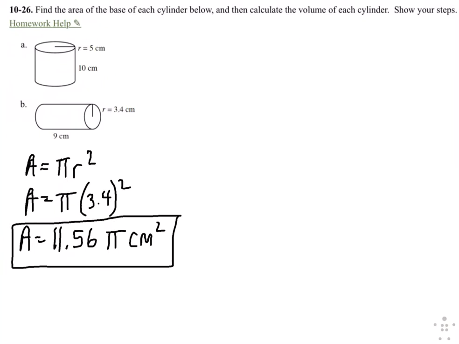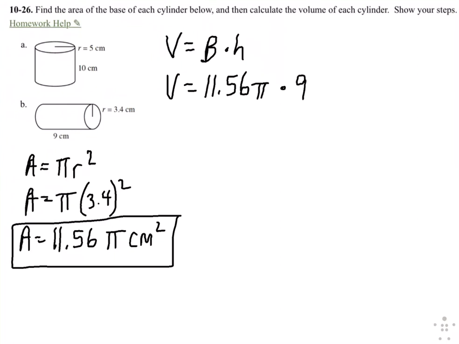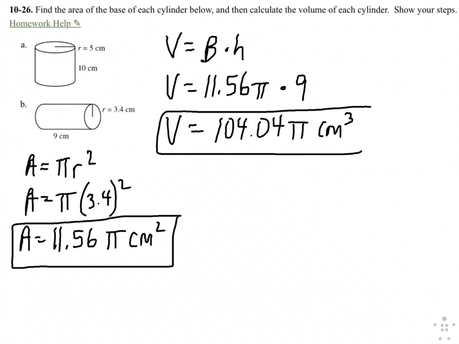And the next one asks us for the volume, and we know the volume equals the base area times the height. So the volume equals 11.56 pi times the height, which is 9. And if we multiply that, we get 104.04 pi centimeters cubed for the volume. And there's the area and volume of the second.